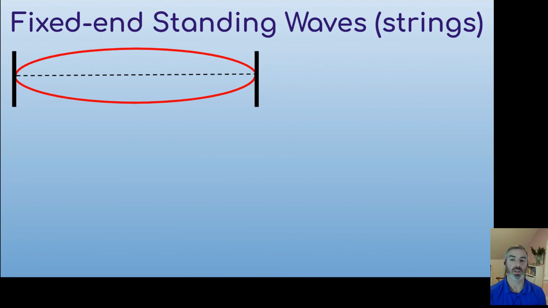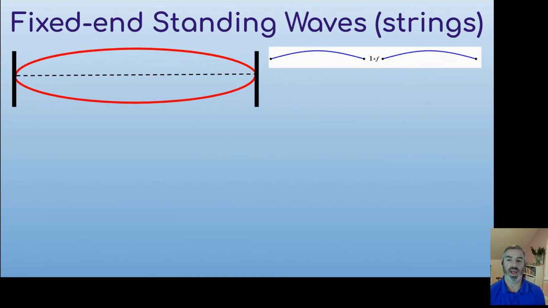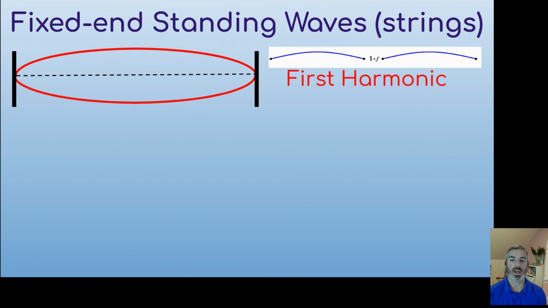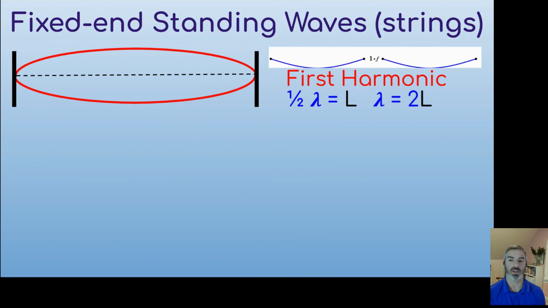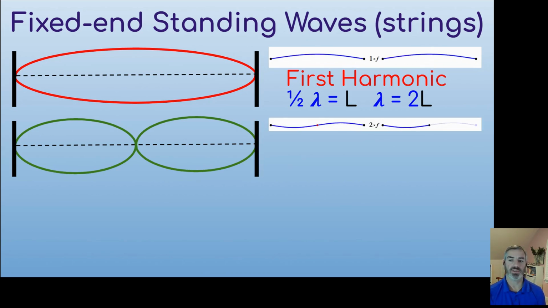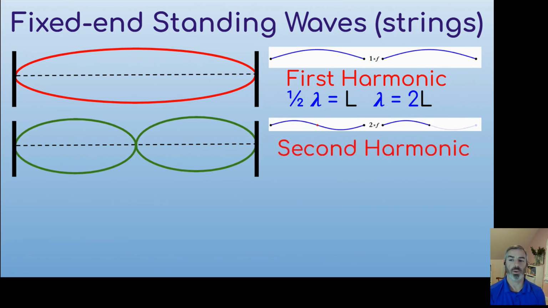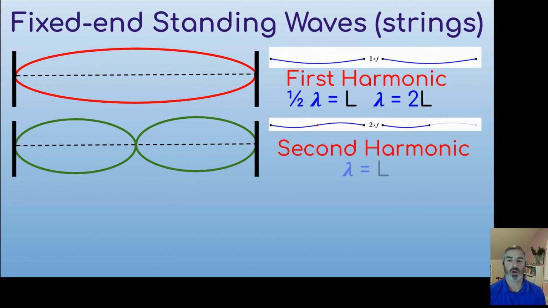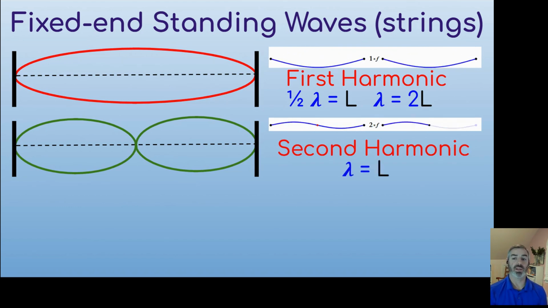Now, if we look at fixed end standing waves, where we have a node at each end and an antinode in the middle, this is known as the first harmonic. And the first harmonic is half of a wavelength is equal to the length of the string, which means that the wavelength is twice the length of the string. Now, where we have a node in the middle and a node at each end, this is called the second harmonic. And really what would be happening is we're seeing what's in blue on the second half that's vibrating. Now the second harmonic, the wavelength is equal to the length of the string.